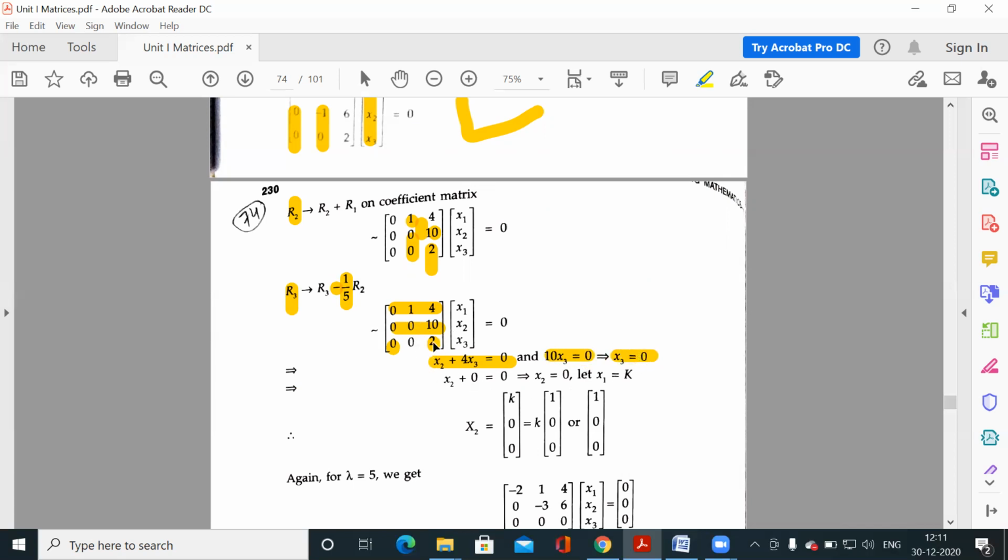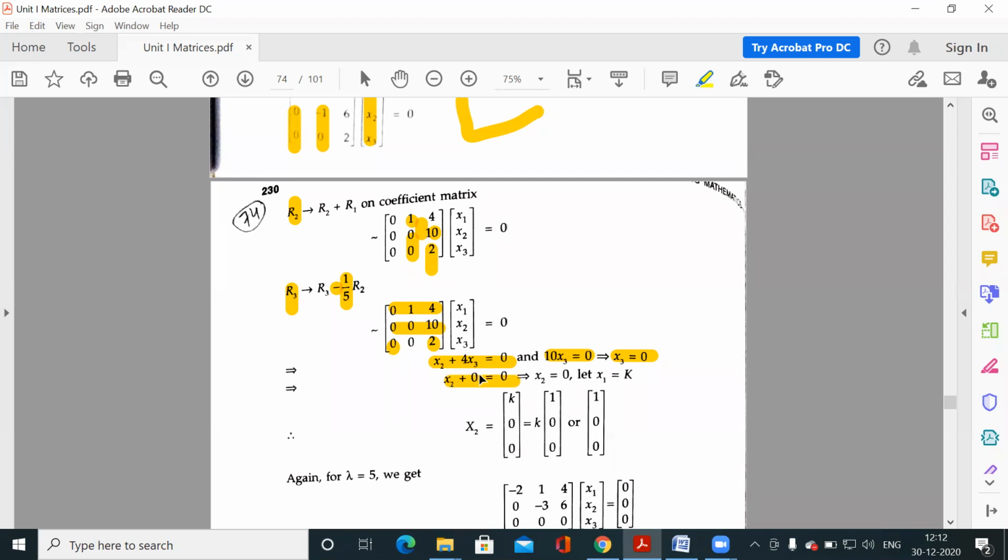Now it is 0, 0, 0, 0. So last equation is 0x1, 0x2, 0x3. So because one variable is independent, we can take either x1 independent or x2 independent, not x3. Why? Because for the second equation the x3 variable must be 0. It is not independent, it is a fixed value.